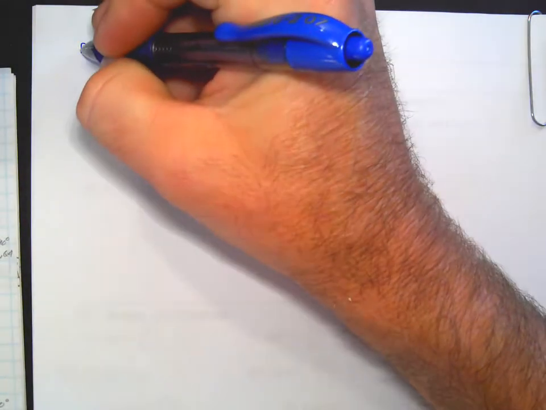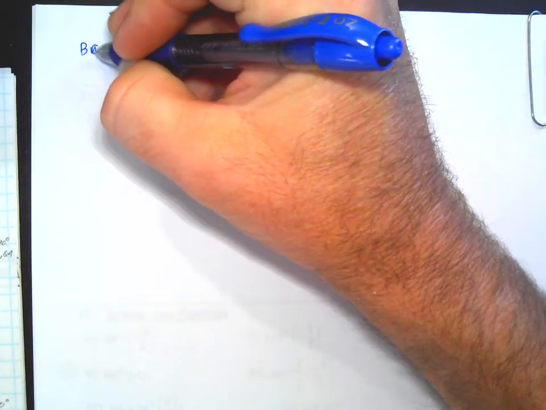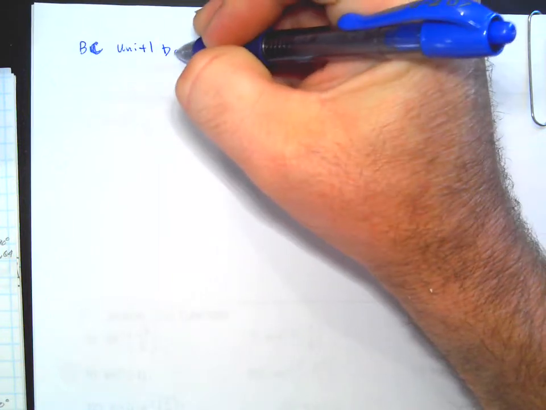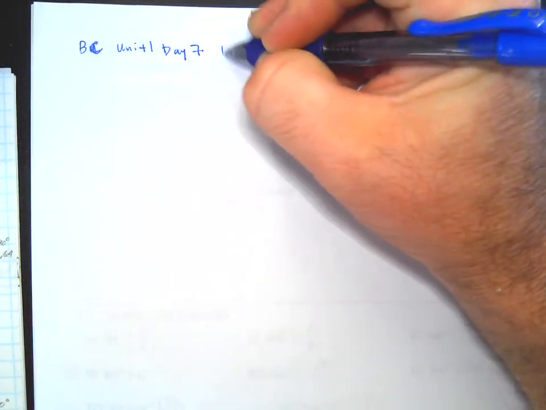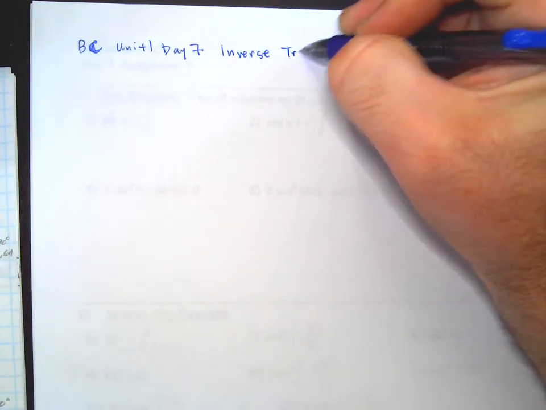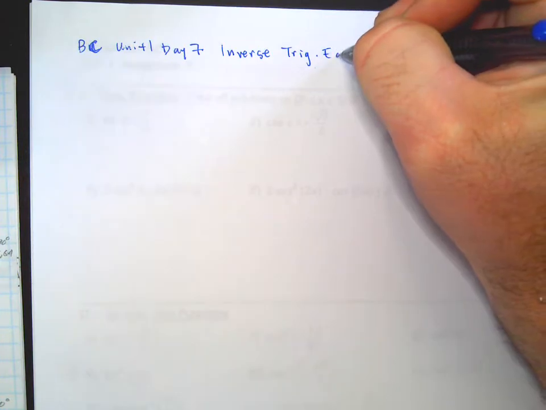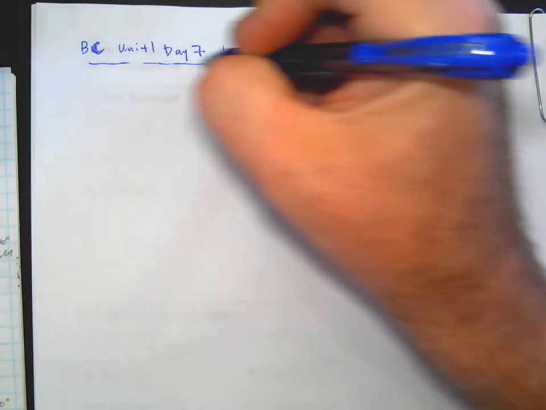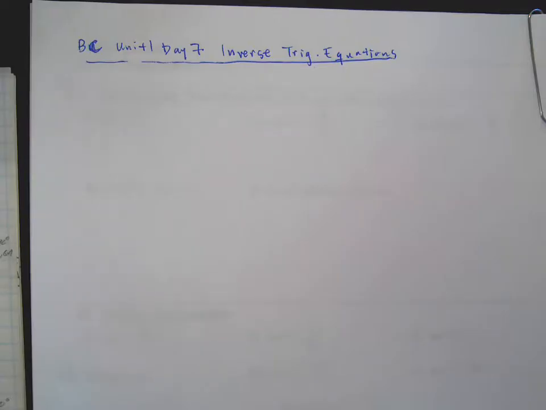Okay, this is Calc BC, Unit 1, Day 7, and today's topic will be inverse trig equations. So we're just going to do it on our own piece of paper. Problems after this unit, I'll start giving you guys handouts and stuff, but so far it's been pretty basic.